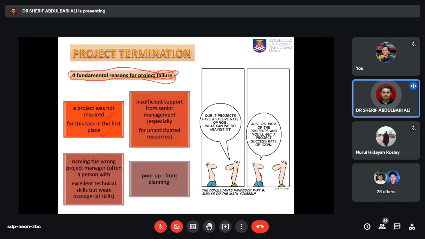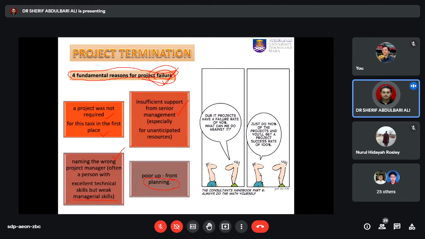Naming the wrong project manager. If you give your project to the wrong project manager, maybe he has excellent technical skills, but actually he is not a leader. He cannot do the managerial work. So of course your project will fail. Insufficient support from senior management. That means if the top management is not supporting the project, it will fail.